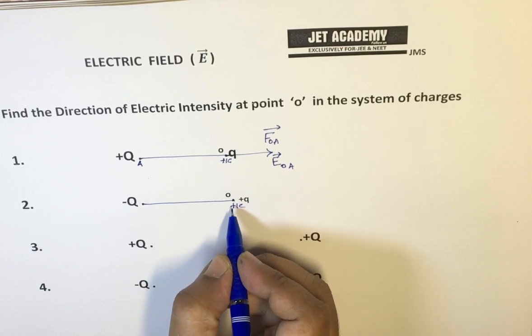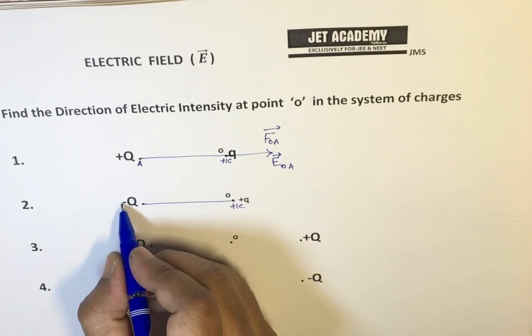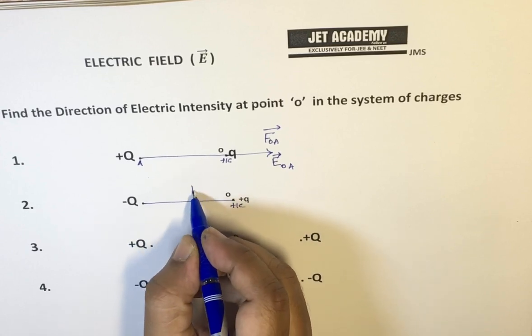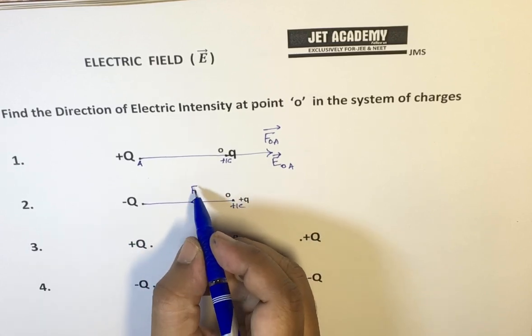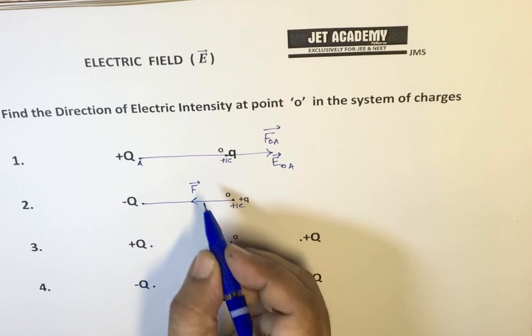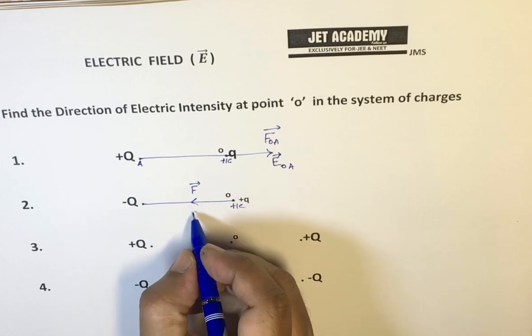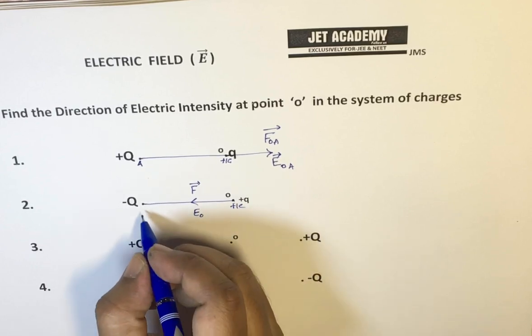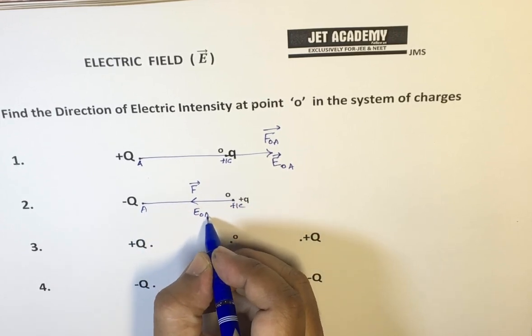Now for this plus 1C, due to this charge, this is negative and this is positive, so the coulombic force is going to be attractive, hence it is acting towards this. The electric intensity is also the same. This is at O due to A.